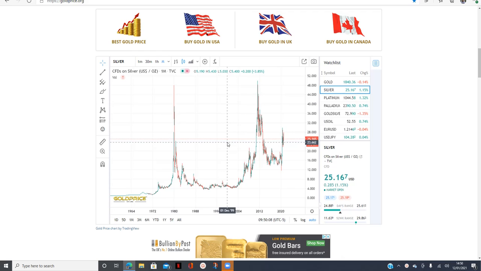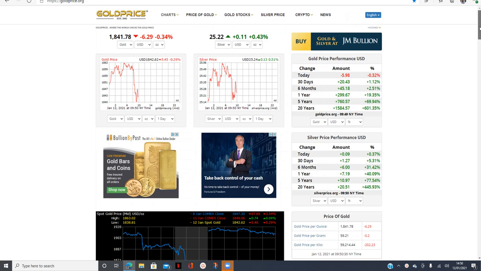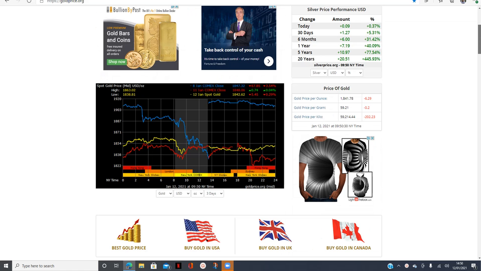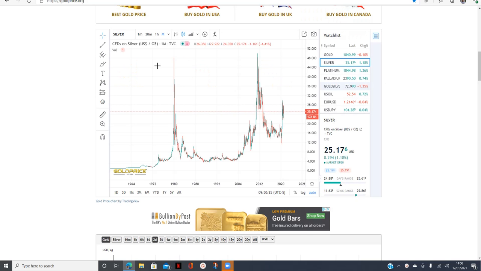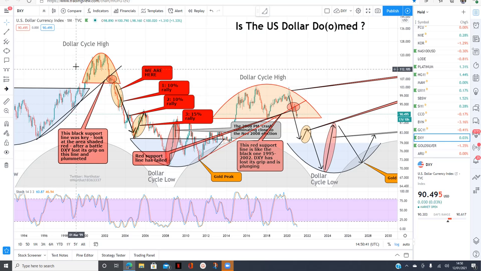So this is a software that I'm using at the moment. I'm actually on goldprice.org, and it has the price chart shown for you when you type in gold or silver or whatever you want to look at. You can see the gold and silver prices at the top, and if you scroll down you have a chart here. You can get the same software on TradingView, tradingview.com, and you get the same software with the same sort of tools that you can use for drawing charts.